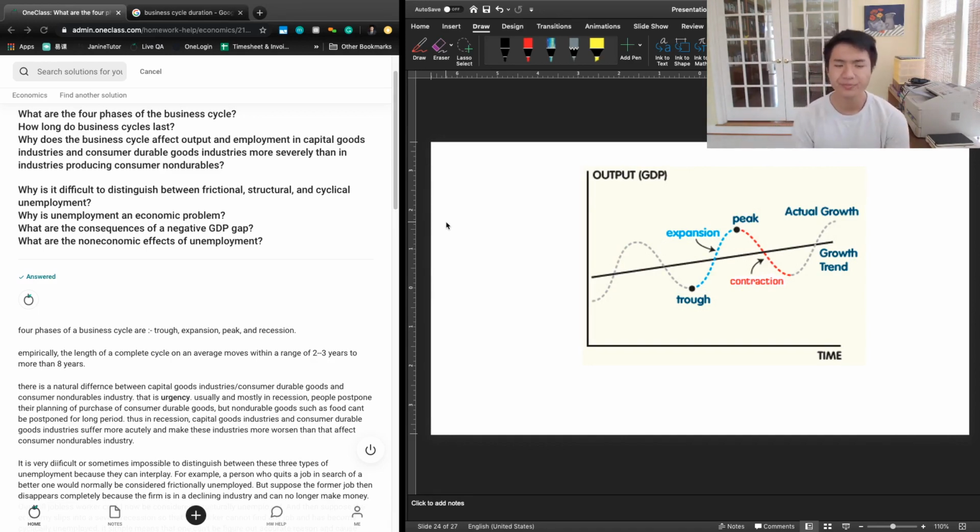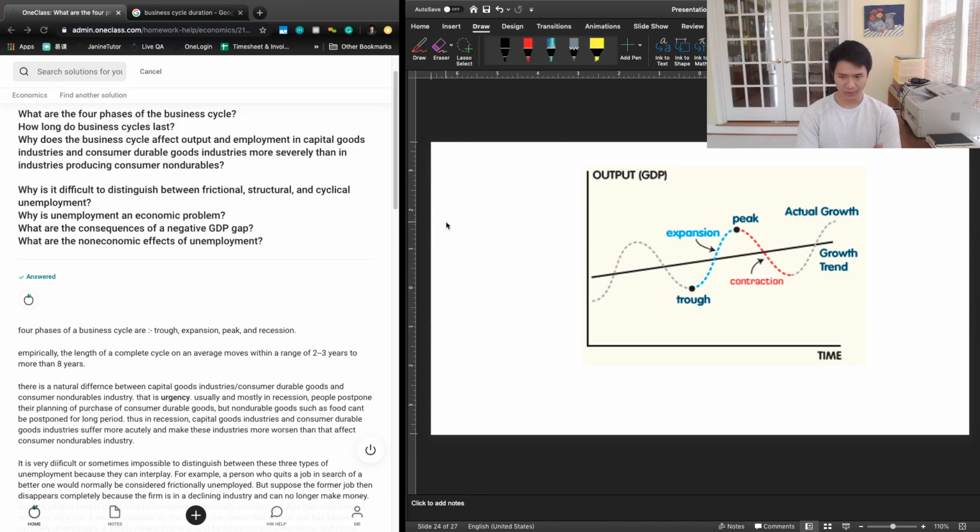And so we categorize unemployment into three categories: frictional, structural, and cyclical. Frictional and structural make up what we know as the natural rate of unemployment, and then the natural rate of unemployment plus cyclical unemployment will give us actual unemployment. So that's going to be the relationship between the three types of unemployment.